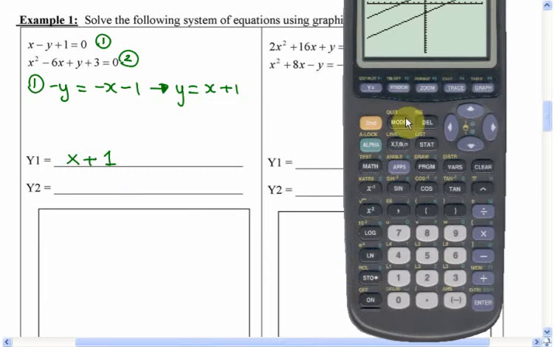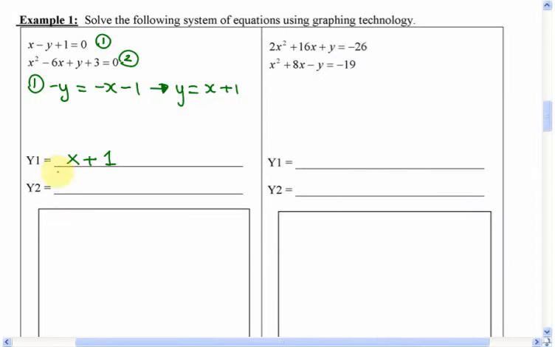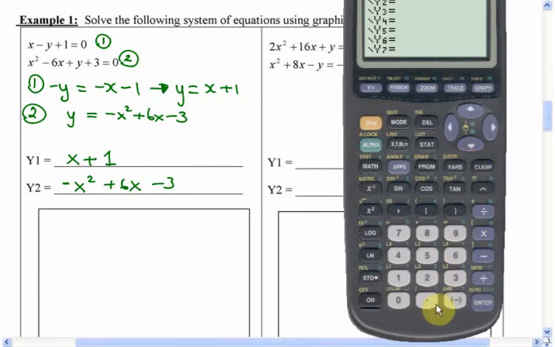Turn the calculator on. Y equals 2. Let's delete all this stuff. X plus 1. Okay. Do the same with equation number 2. I will isolate y, so that's negative x squared plus 6x minus 3. So next equation, negative x squared plus 6x minus 3. Let's graph this out. Here's my picture. Okay, maybe you want to use the standard window for this one. That's perfectly fine as well.